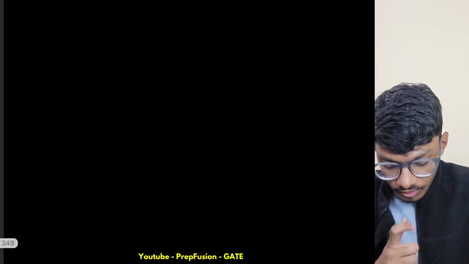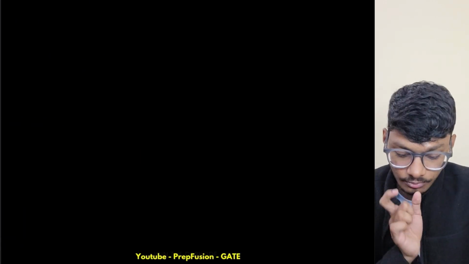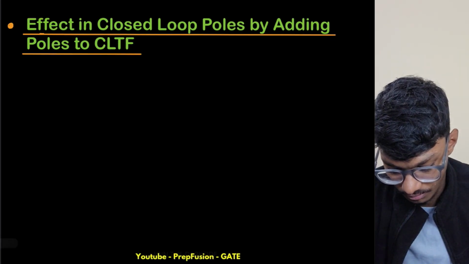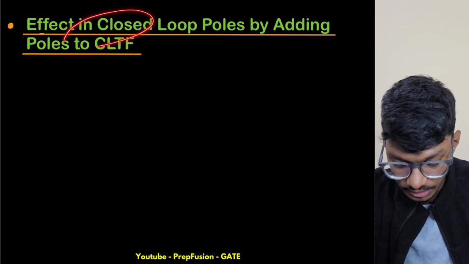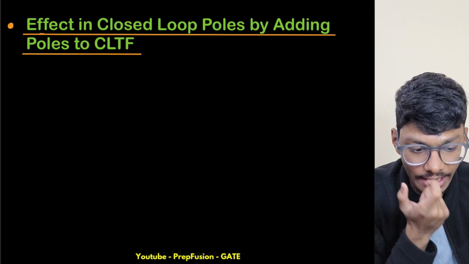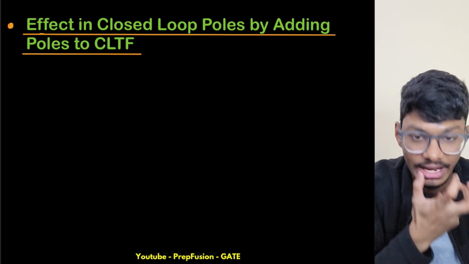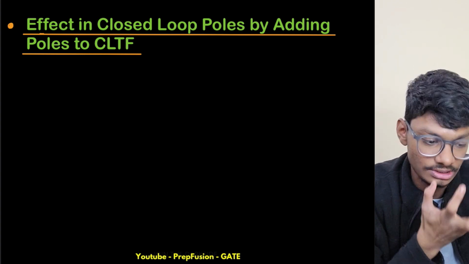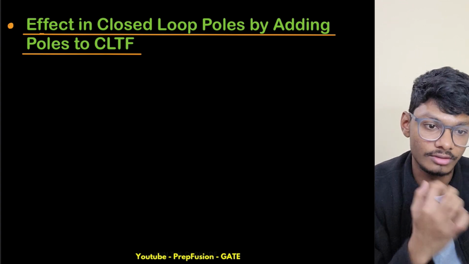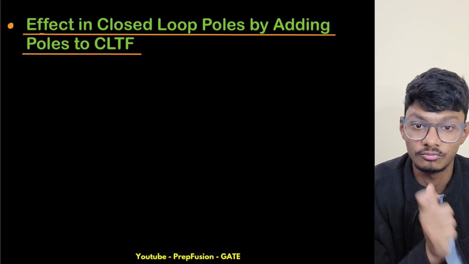So now what we'll do is we'll add poles to the CLTF, and let's check what happens to that. What will be the effect on the closed loop poles by adding poles to the CLTF? Can we change anything when we add closed loop poles? Obviously, adding closed loop poles is in itself very difficult. But even if we are able to add closed loop poles, then what will happen?